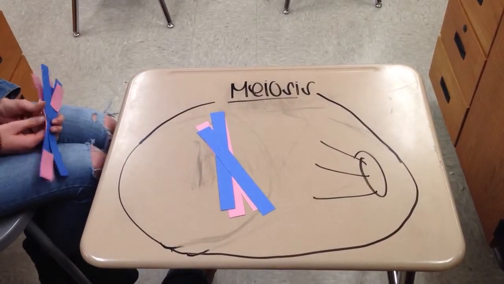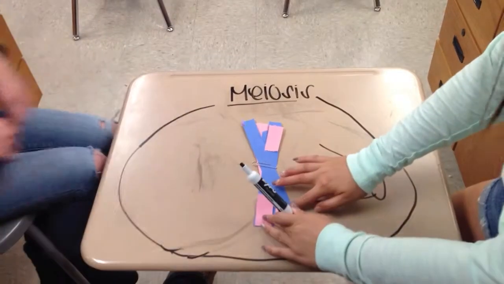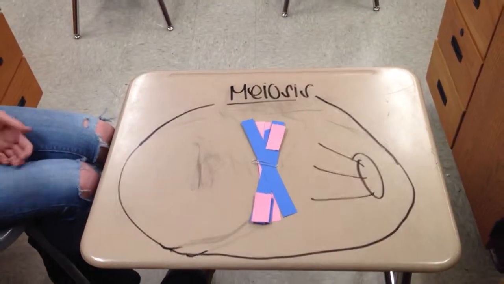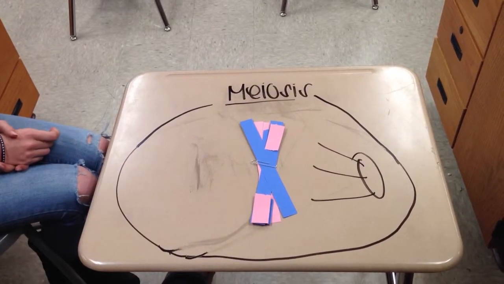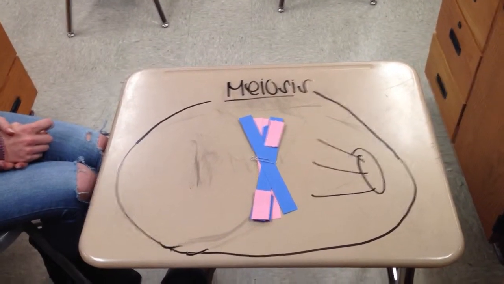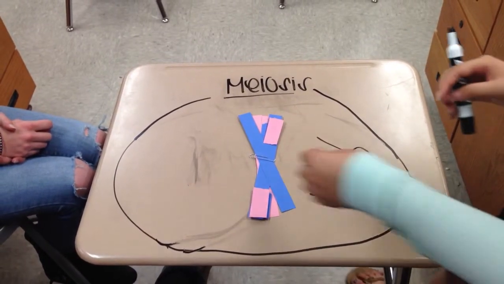Metaphase 1 has the crossed over homologous pairs of chromosomes move and line up randomly along the cell's equator. In anaphase 1, these chromosomes are separated and pulled to opposite sides of the poles.